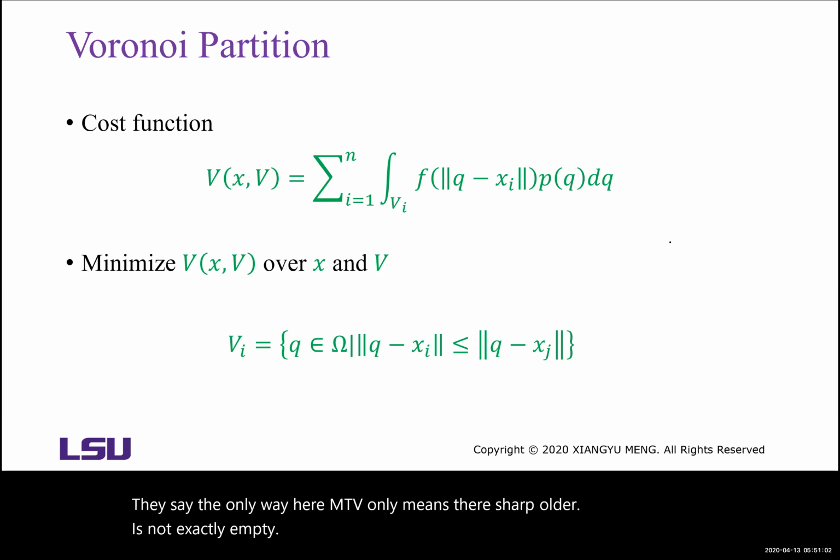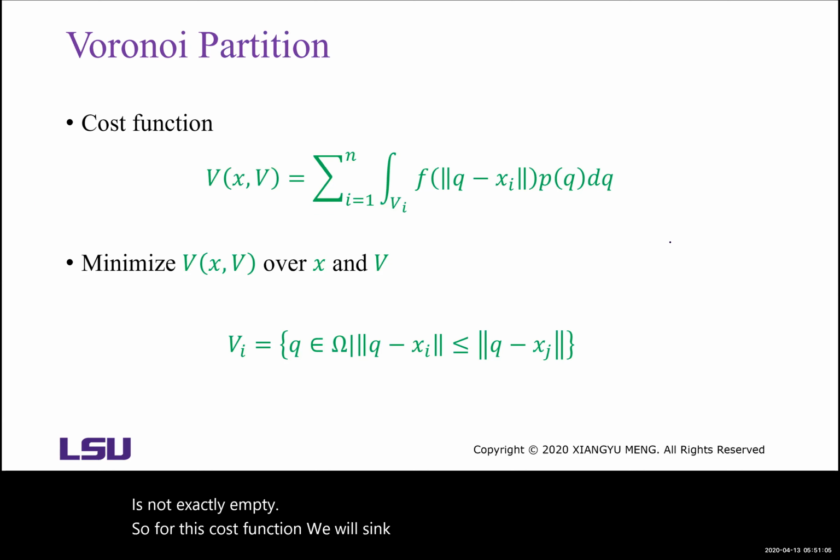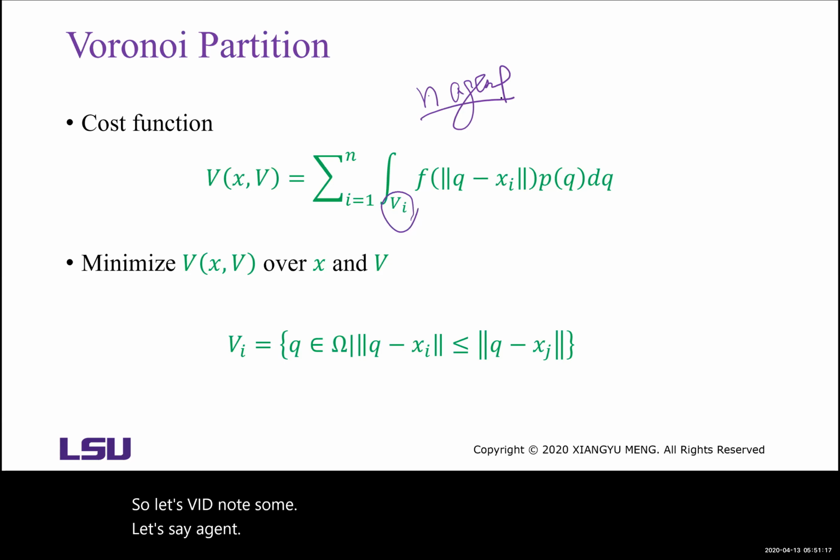For this cost function, let's say we have n agents. The n agents partition this space into Vi, where Vi is based on its own sensing range.